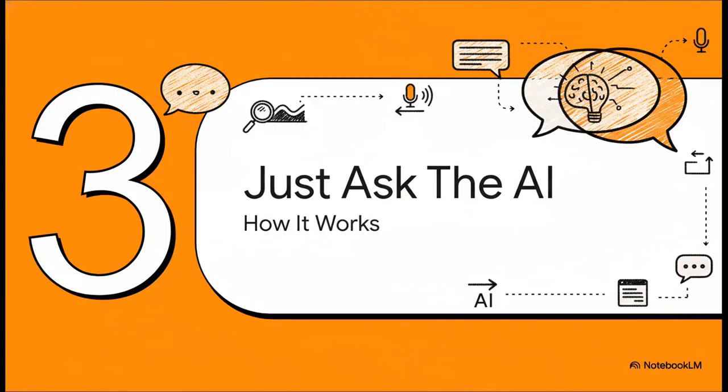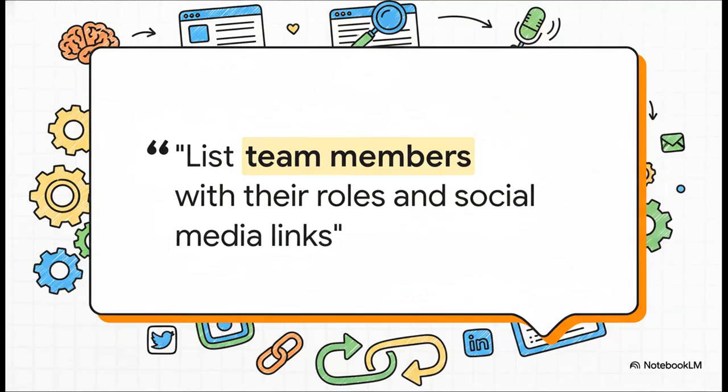And that brings us to the absolute core magic of this tool. See, getting all this custom info isn't about writing code or setting up complex rules. It's as simple as having a conversation. Let me show you what I mean. You can give it an instruction, just like you'd ask a research assistant. For example, you could just type out, "list team members with their roles and social media links." That's it. A simple, straightforward command, all in plain English.